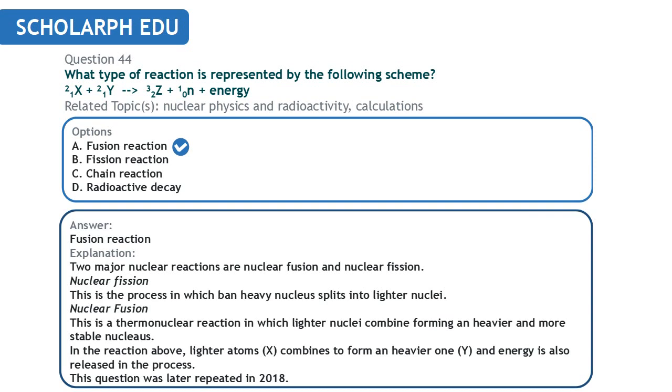That is nuclear fusion. The opposite is nuclear fission, where a heavy nucleus is going to split into lighter nuclei. But what we have here is fusion: two lighter nuclei combining to form a heavier nucleus.